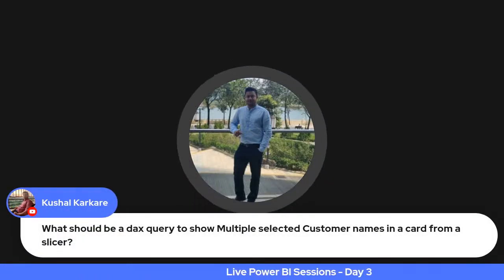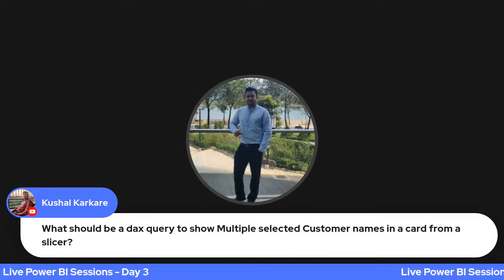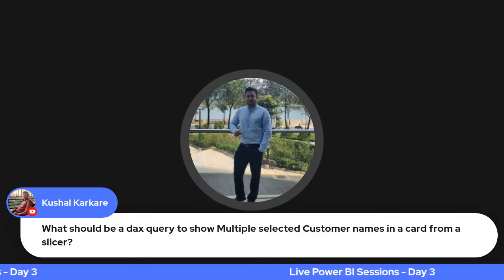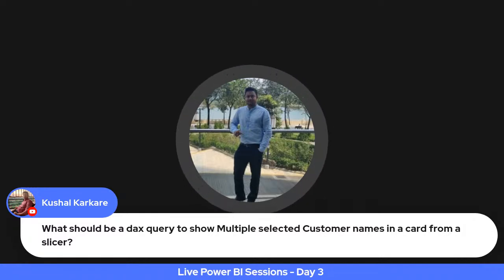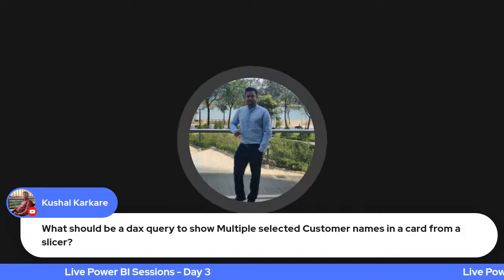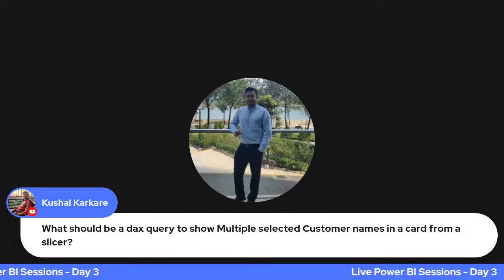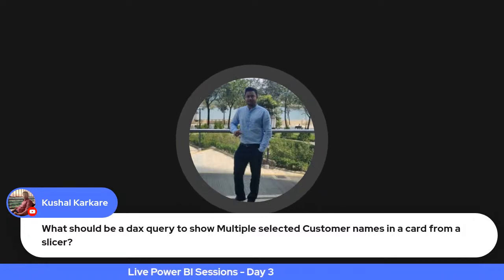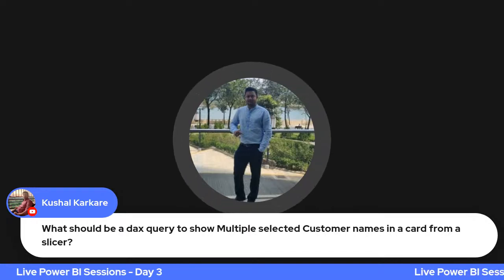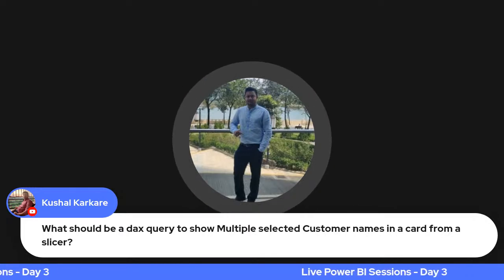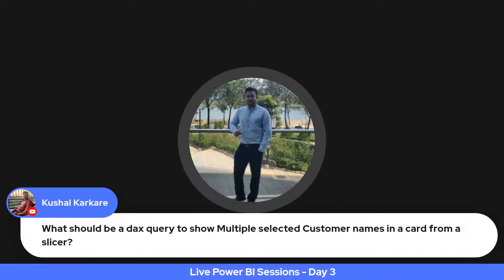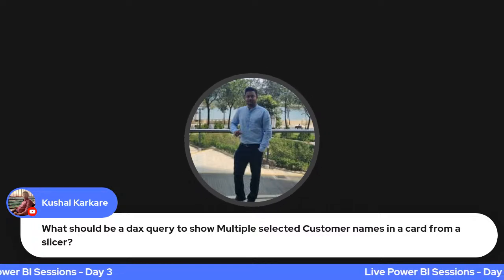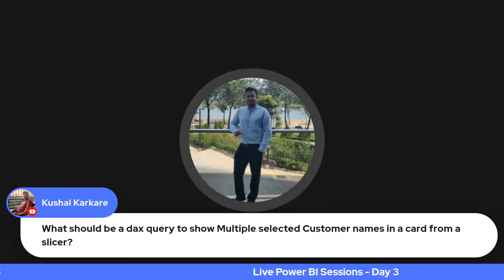What should be a DAX query to show multiple selected customer names in a card from a slicer? As in, you want to show a particular customer name in a card dynamically using a slicer, or let's say you are selecting Jan, and for that particular month of Jan there are 5 customers, you want to show all the 5 customer names in the card. What is your query? Can you rephrase it?